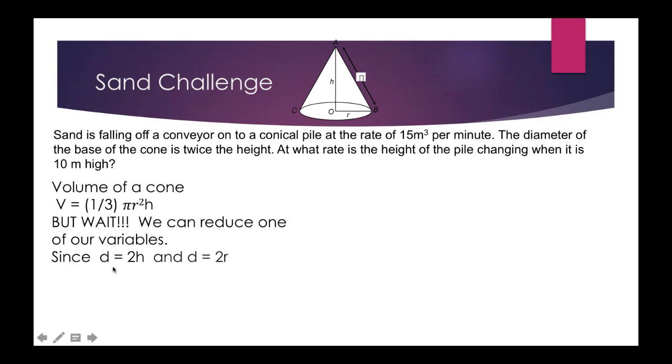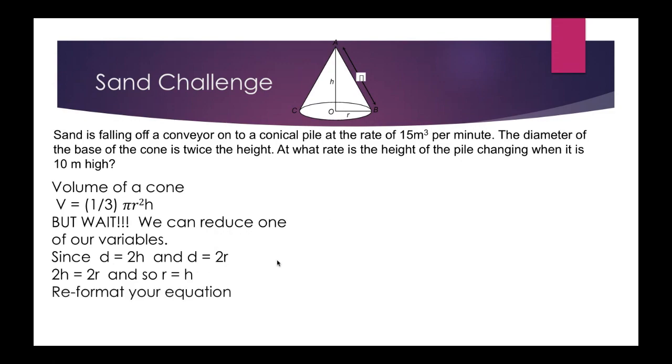In the question, it says the diameter of the base is always twice the height. So that's what the first part of this says, since the diameter is twice the height. But remember, the diameter is also twice the radius. So if the diameter is twice the height and the diameter is twice the radius, doesn't it make sense to you, since they're both the diameter, that twice the height is the same as twice the radius? So r must equal h. And now we can substitute that back in.